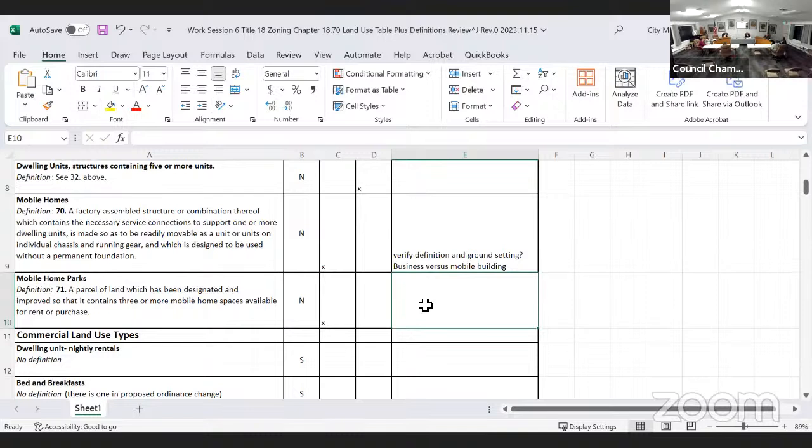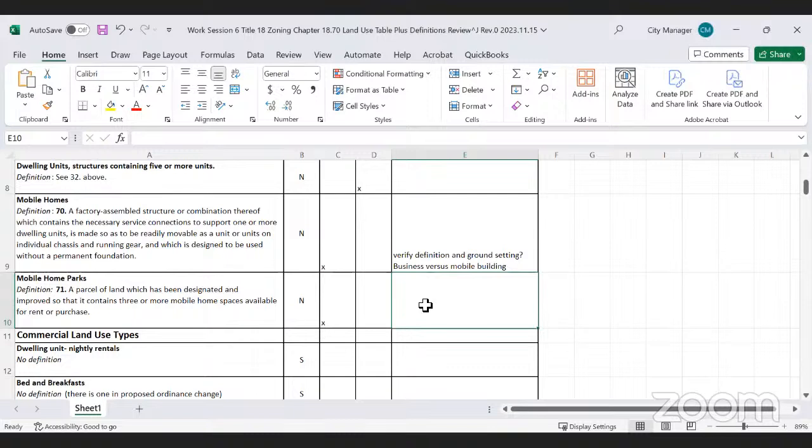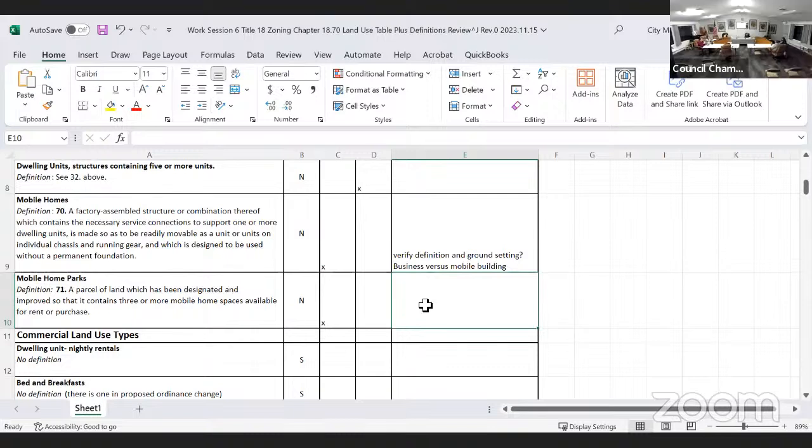Are you talking about the ADCO buildings that contractors come in and use? Because they would definitely fall under a mobile home. Oh, okay. Yeah, that's what I was thinking of as they use it, based on 70, the definition here for mobile home.